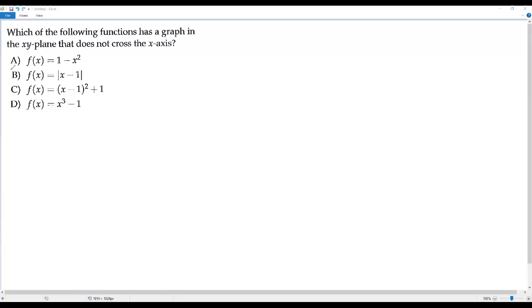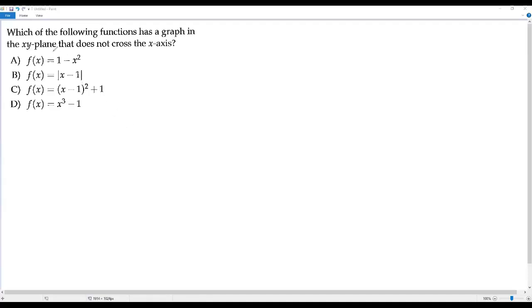Okay, here in the given answer choices, each function is defined by f of x in terms of x. Usually, when we have the graph of a function in the xy plane, this f of x represents the y coordinate. So here in each answer choice, we can replace this f of x by y. Okay, so the graph of a function crosses the x-axis at that particular point, the y coordinate will be 0 and the x coordinate can be any real value.